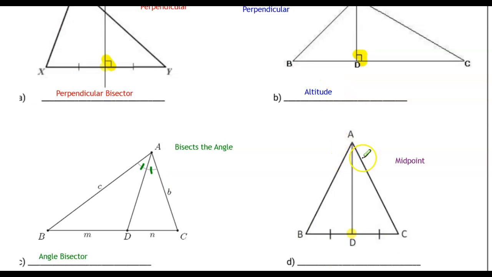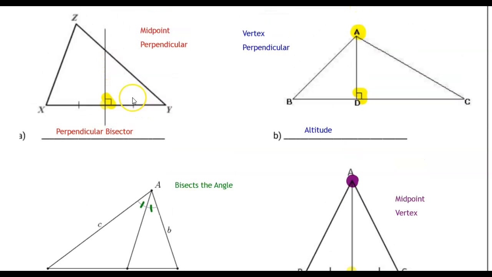Another piece of information I know is that AD passes through or intersects a vertex. So the name of a line that's drawn within a triangle that passes through the midpoint and the vertex is the median. Just as a quick refresher, they all have different characteristics about them.